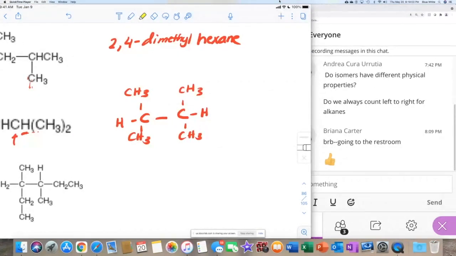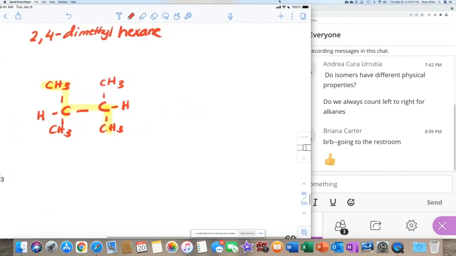Now I'm trying to name it. I have to find the longest chain. I start with a carbon, right? I'm going to start up here. This carbon, this carbon, this carbon, and this carbon. So my longest chain I see here has 4 carbons. 1, 2, 3, 4. Butane, because it has 4 carbons.